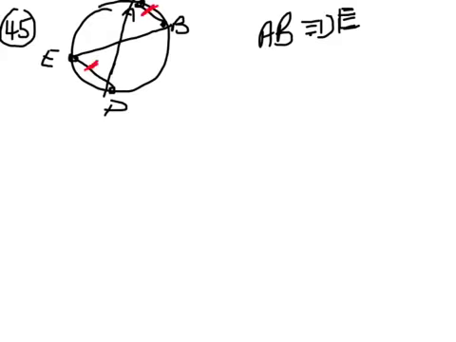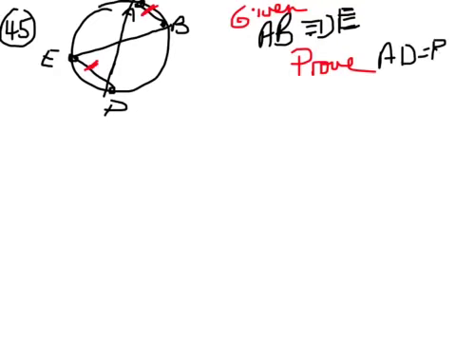If you look, we also know some other things here. This is our given. We want to prove that AD is equal to BE.